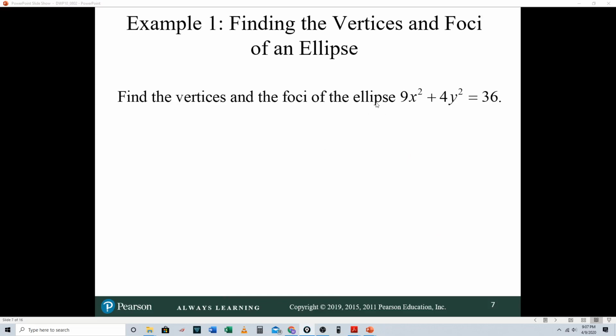So find the vertices and the foci of this ellipse. Now what we're going to do is we need to have the function equal to 1. So first we divide everything by 36. That's going to give you x squared over 4 plus y squared over 9 equals 1. And since y has the larger denominator, it really should be y squared over 9 plus x squared over 4 equals 1.